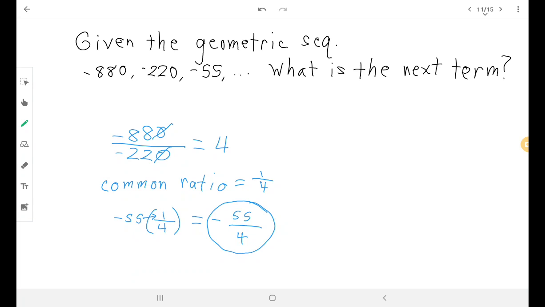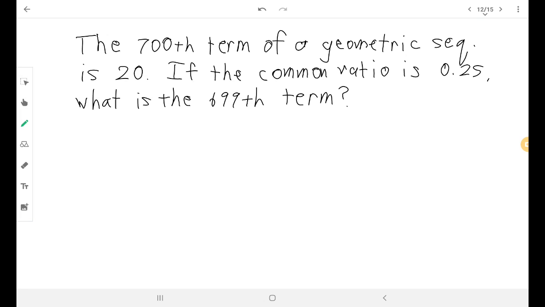And let's go on to the next problem. All right, so now let's talk about the 700th term of a geometric sequence, and we're told that it's 20. Okay, so we got a whole bunch of them, and we get to the 699th term, and then the 700th term is 20. If the common ratio is 0.25, what is the 699th term?